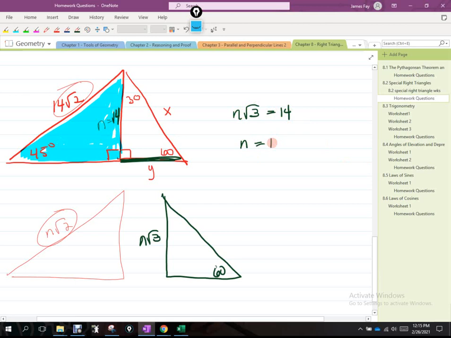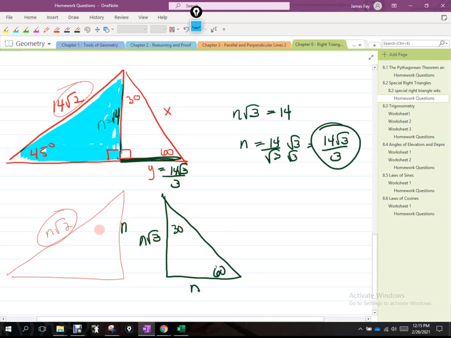Divide both sides by radical 3. That is the n side in the 30, 60, 90, and that is going to be this side right here. It's across from 30. So that is what Y is. Okay? So in the template, for the 45, 45, 90, this is n. In the 30, 60, 90, this is n. But when I find n here, it's not the same as the n there. Is that okay with everybody?